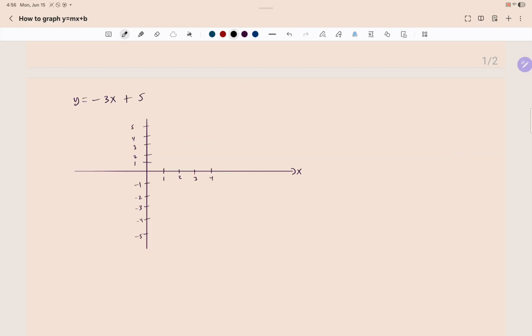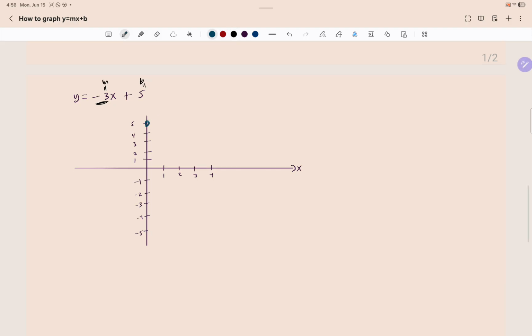Okay, so let's look at the equation of the line y equals negative 3x plus 5. So recall the b is my 5, and my slope is the negative 3. It's the coefficient of the x. Okay, so again, starting at the y-intercept, which is 5, that's going to be the first point I graph. So along the y-axis, we go up 5. 1, 2, 3, 4, and 5. So the point will be 0, 5.